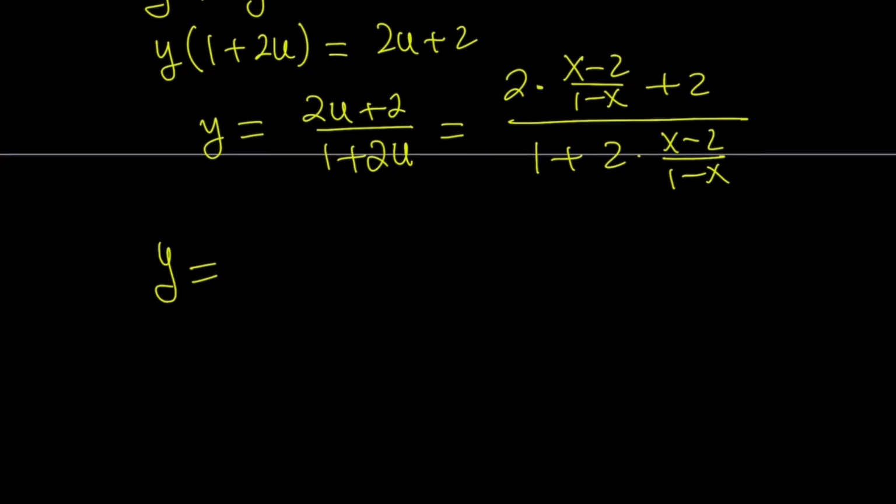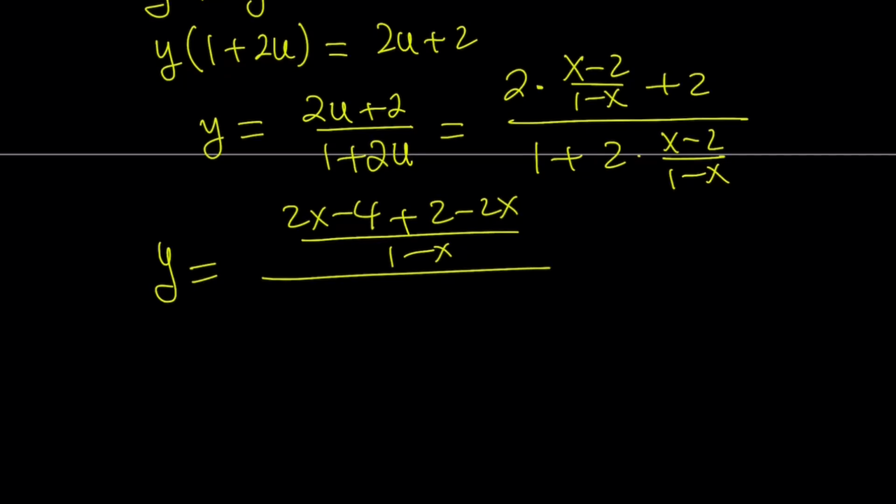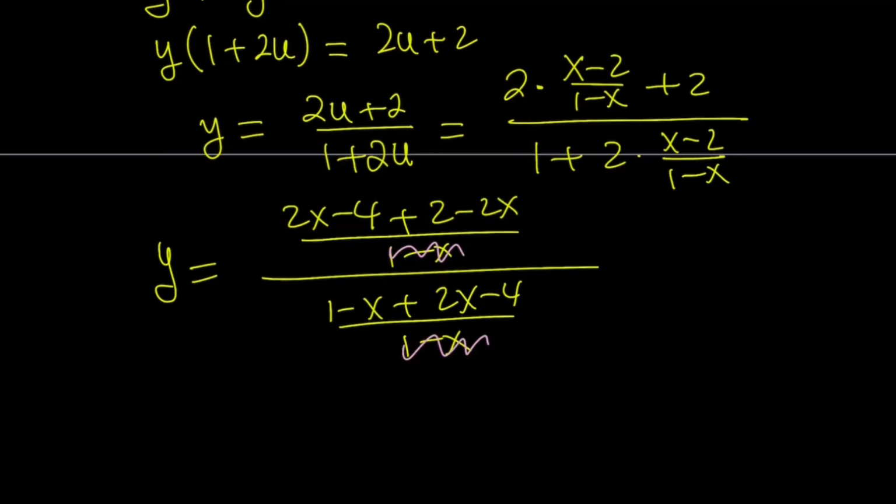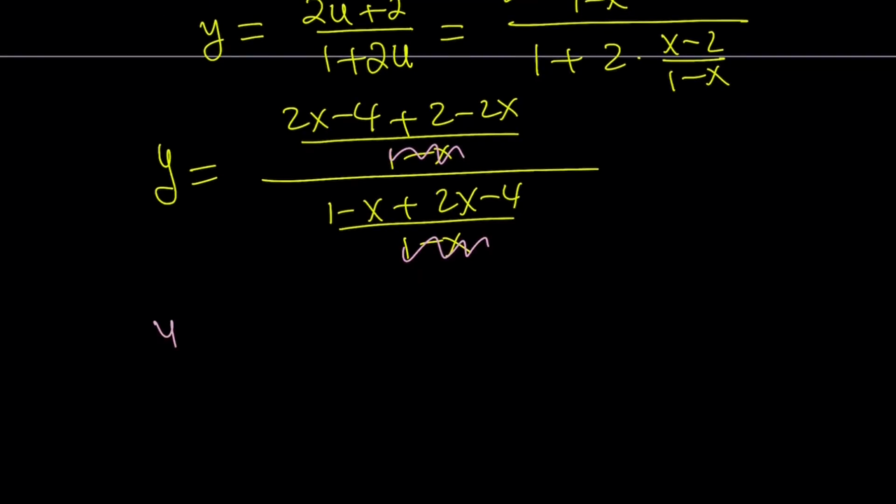To simplify this, we need to make a common denominator. So kind of like (2x minus 4 plus 2 minus 2x) over (1 minus x). And the bottom one is going to be (1 minus x plus 2x minus 4) over (1 minus x). 1 minus x is going to cancel out, so we can totally forget about it and focus on the new numerators and denominators. 2x cancels out as well, so that's kind of nice. We get a negative 2, and at the bottom we get, nope, that's not 3x, that's just x.